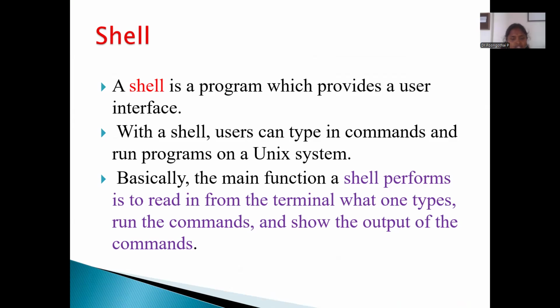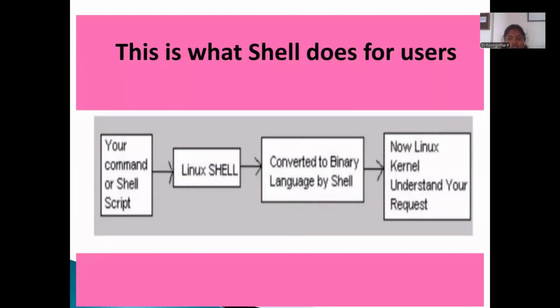Next, what is a shell? A shell is a program which provides a user interface. With a shell, users can type in commands and run programs on a Unix system. Basically, the main function a shell performs is to read in what one types at the terminal, run the commands, and show the output of the commands. So this is what the shell does. Your command or shell script is sent to the Linux shell, and it is converted to binary language by the shell. Now the Linux kernel understands your request, which means the user request, and it will react accordingly.